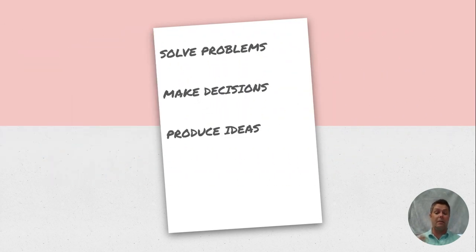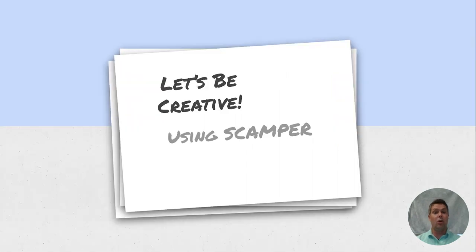You see, to learn, we use creative thinking and problem solving all the time. These abilities can be learned and taught and implemented. They're implemented to solve problems, make decisions, and produce ideas. And that's exactly what SCAMPER is all about: turning ideas into innovations using open creativity when solving particular problems. So let's be creative using SCAMPER.